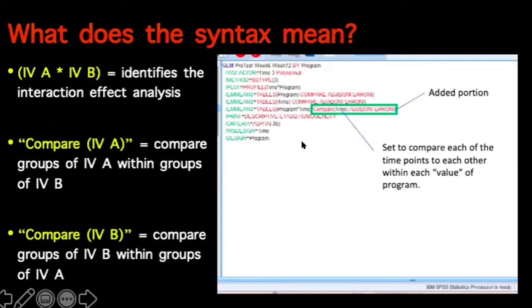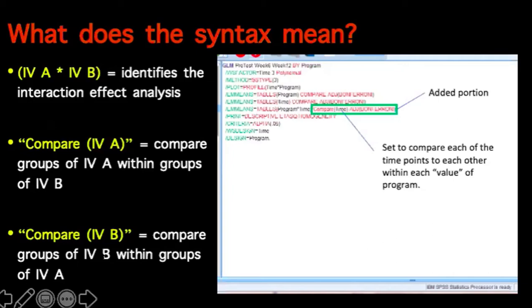So let's say we had 3 time points where we measured heart rate, and we're using various programs like HIIT training or weightlifting to see how those programs affect heart rate, okay? So say we have 3 programs and 3 time points. So compare time means that I will be looking at the significant differences between time points 1 and 2, 1 and 3, and 2 and 3 within each of the programs, okay?